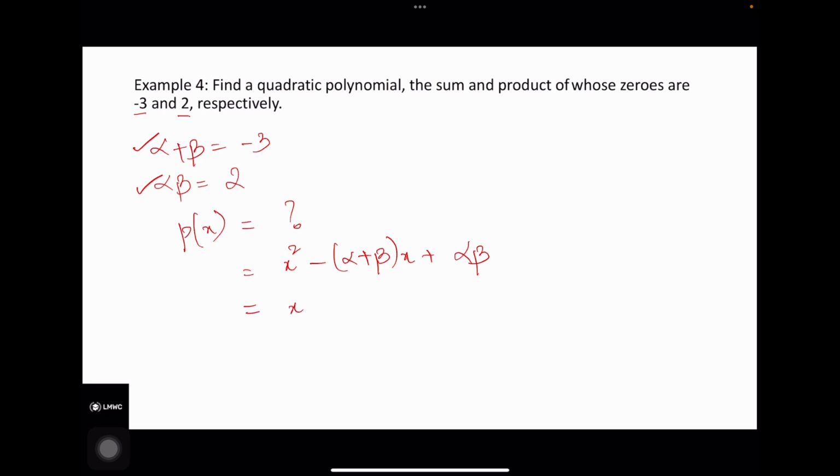And therefore, the quadratic polynomial will be x squared minus (alpha plus beta, which is minus 3) times x plus alpha times beta, which is 2. And hence x squared, minus times minus is plus 3x plus 2 will be our quadratic polynomial. So with this, we are done with the examples of the polynomial chapter, and thank you so much.